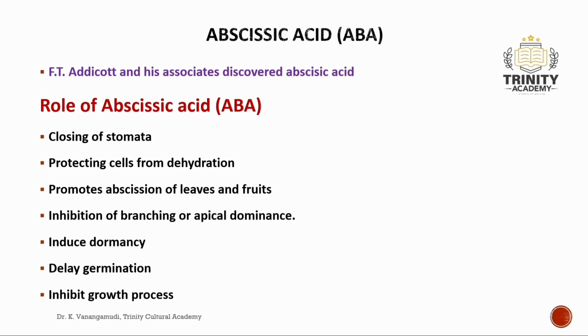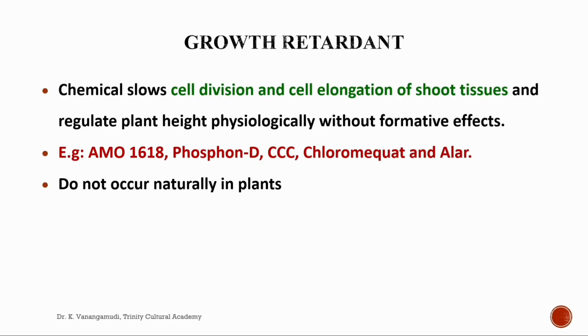What is growth retardant? From the name, we can say that the growth slows down. Any chemical which helps in reduction of cell division and cell elongation of shoot tissues are called as growth retardants. Examples are AMO 1618, Phosphon D, Cycocel (CCC), chlormequat and alar. Mostly not occur in plants.